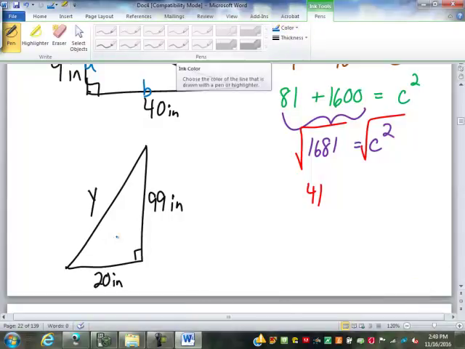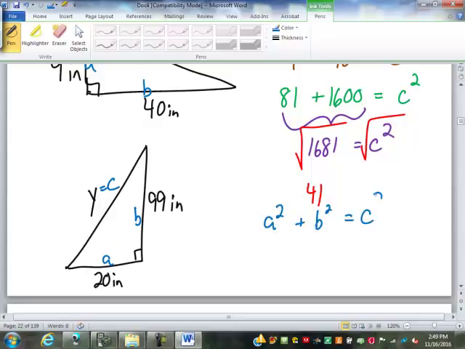Okay, so the 20 inches and the 99 inches would be sides A and B. Those are my legs. Y is side C. That's my hypotenuse. So again, A squared plus B squared has to equal C squared.